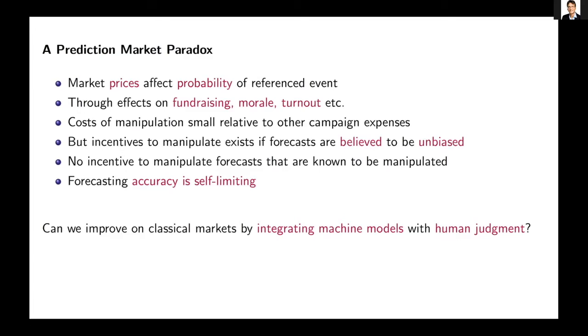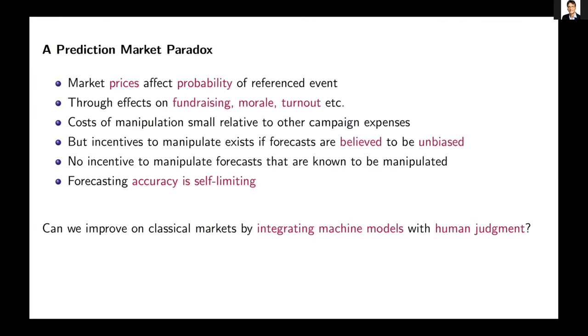But there's a paradox at the heart of prediction markets, which is that the incentive to manipulate only exists if the market is actually taken seriously, and the market will be taken seriously only if it's not manipulated, if it's perceived to be unmanipulated. And so there's a limit to the degree of manipulation, just as there's a limit to forecasting accuracy. It's sort of self-limiting.